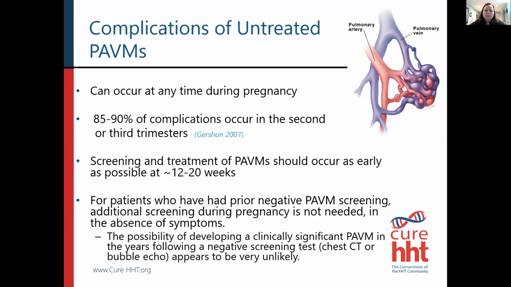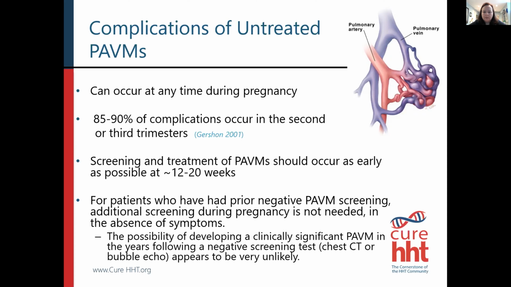So when do these complications occur? They can occur at any time during the pregnancy, but the majority of the time they occur in the second and third trimesters. The reason is what I was just talking about: it takes some time for these physiologic changes to occur, and then the body is really affected by them, and these can cause the vascular malformations to rupture. So we would recommend screening and treatment of pulmonary vascular malformations as early as possible.